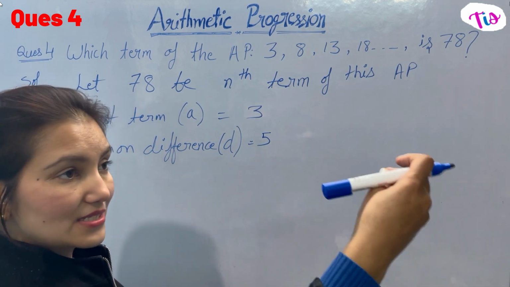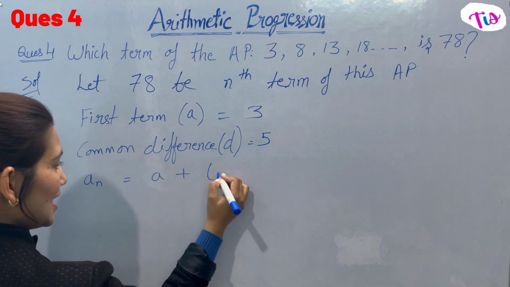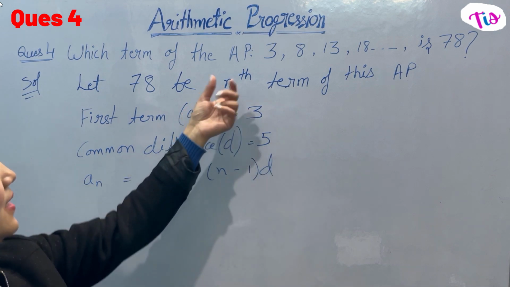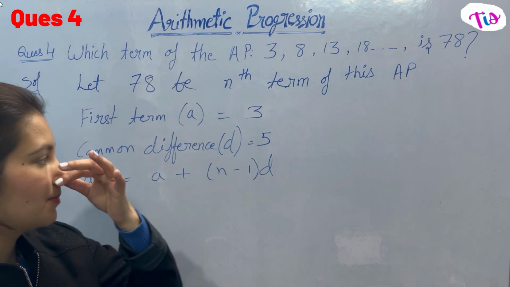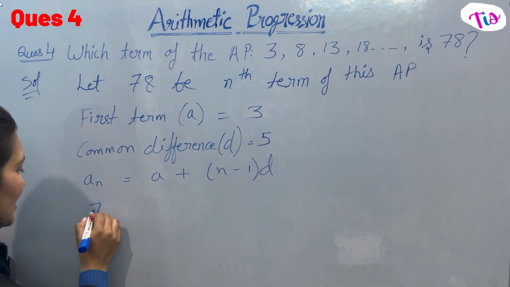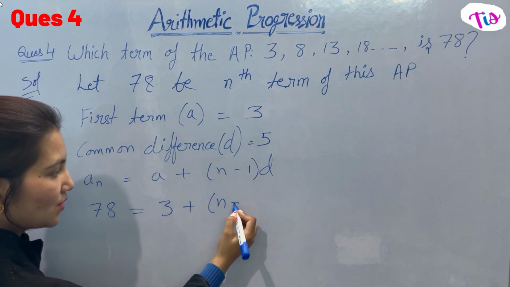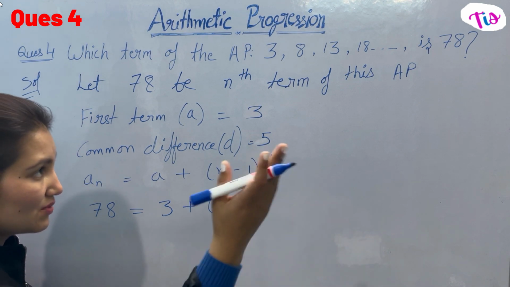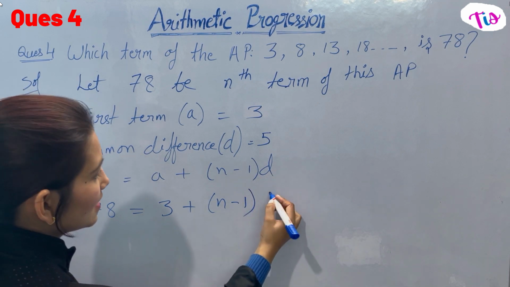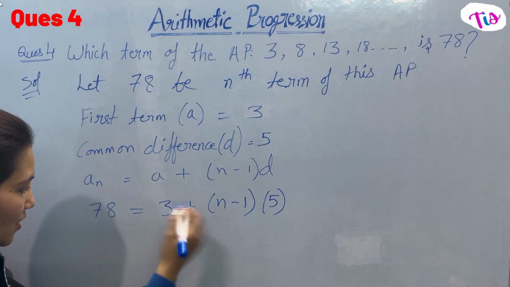What is the formula for the nth term of an AP? The nth term of an AP is given by a plus n minus 1 into d. We have assumed that 78 is the nth term of this AP, so an here is 78. So 78 is equal to, putting the values, a here is 3, and n minus 1 because we need to find n, since we assumed it will come at nth place. Here d is 5. Put the values and solve for n.